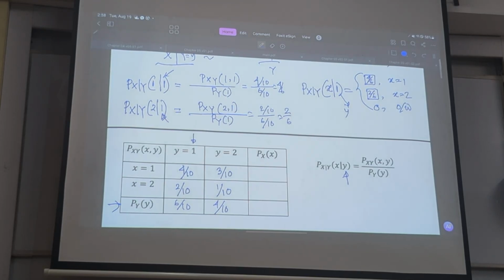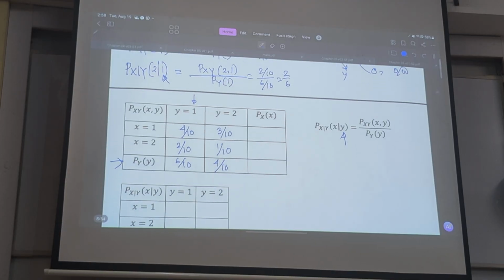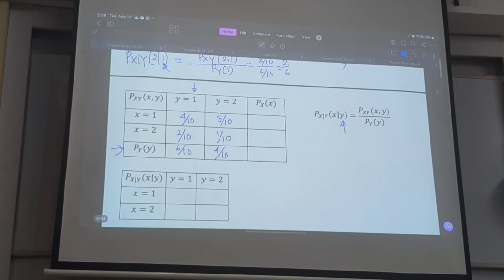Right? Yes or no? Yes. This is the case. Now we can have this for y is equal to 1. We have the conditional behavior, what are the values? 4 by 6 and 2 by 6. Is it possible that we can fill up this column? Yes, sir. And all the necessary values are here, right?